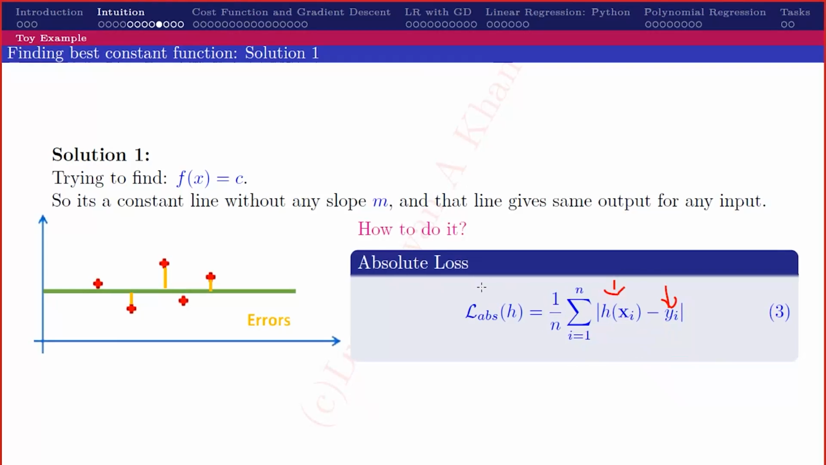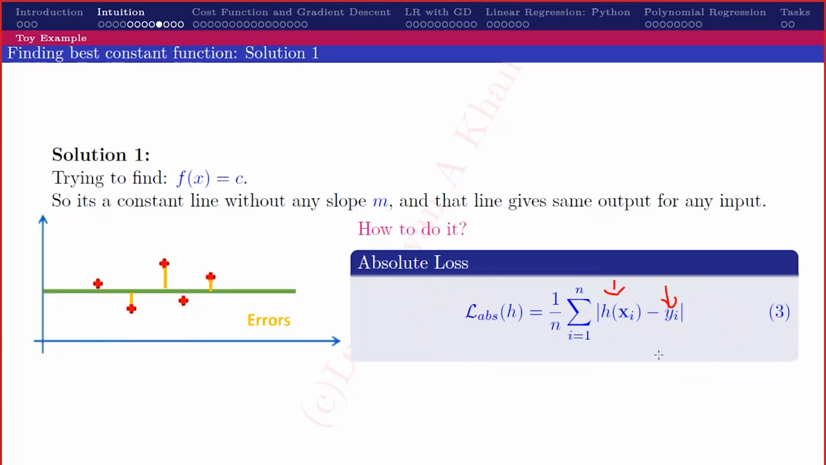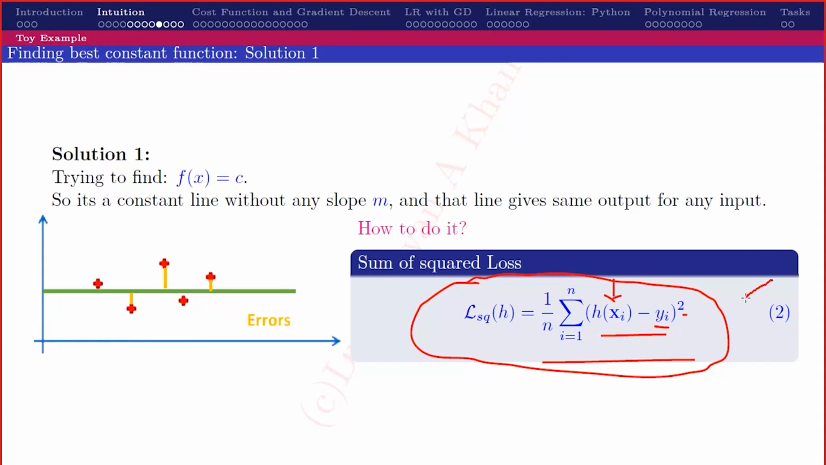These two losses can be used for regression, but usually we use sum of squared error because this error function is convex, and convex means that there is one global minima, and I will explain what I mean by global minima. So usually we don't use the absolute one for regression. We use this loss function because it gives a convex function, and convex functions have very nice mathematical properties that are exploited in machine learning.